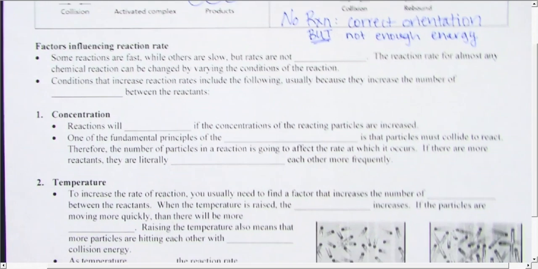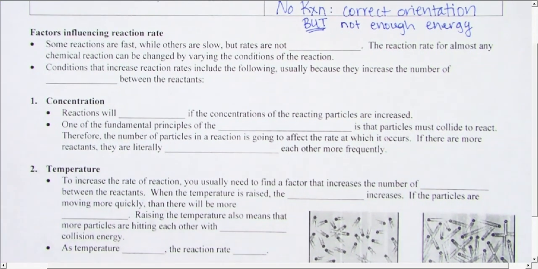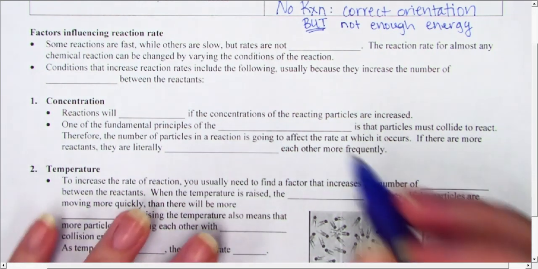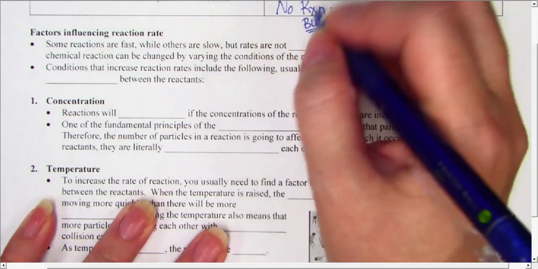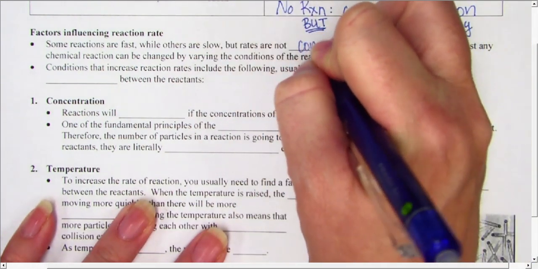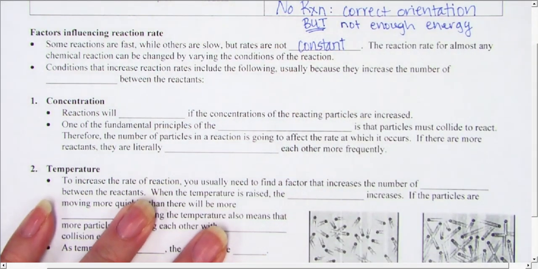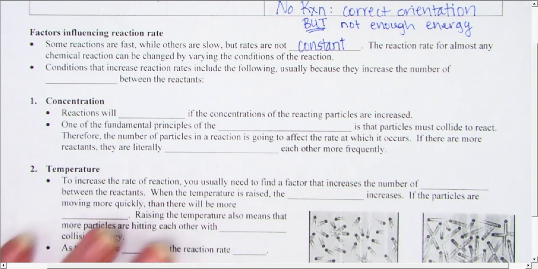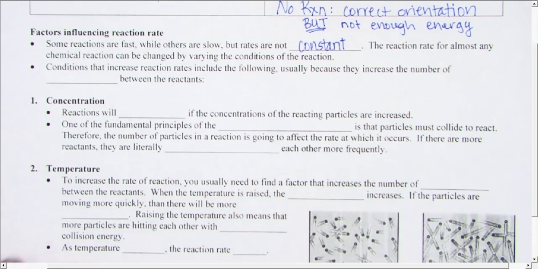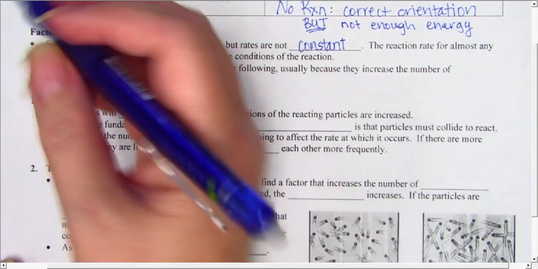Now, how fast this reaction occurs, that is kinetics. That's the study of kinetics. And the speed at which reactions can occur is not constant. We can change it. Some reactions are fast while others are slow, but rates are not constant. We can speed up reactions by doing a couple of things. The reaction rate for almost any chemical reaction can be changed by varying the conditions of the reaction. And conditions that increase the reaction rates are going to include anything that increases the number of collisions.